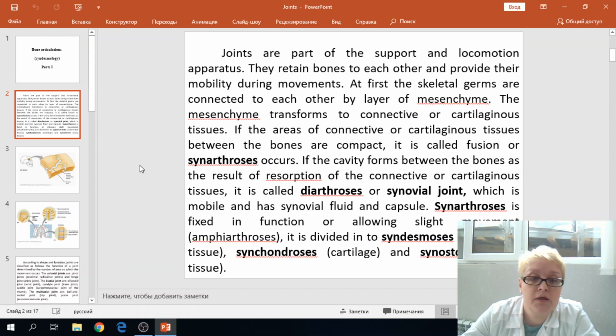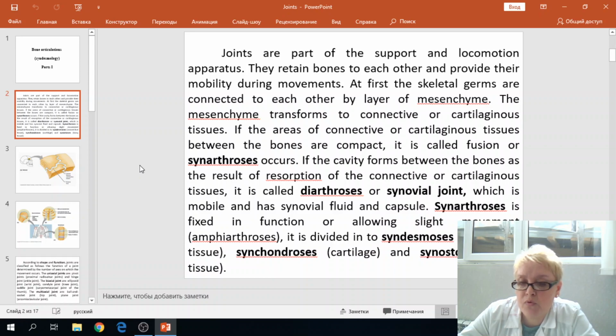So the joint is a part of the support and locomotor apparatus. They retain bones to each other and provide their mobility during movement. At first, the skeletal germs are connected to each other by a layer of mesenchyme. The mesenchyme transforms to connective or cartilaginous tissue. If the area of connective or cartilaginous tissue between the bones is compact, fusion or synarthrosis occurs.